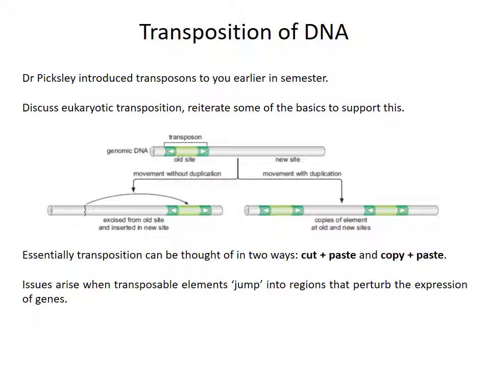Now, essentially, transposition can be thought of in one of two ways. This is a convenient analogy: cut and paste, and copy and paste. Control C, Control V, or Control X, Control V. Cut, paste, or copy, paste. Now, transposition events are relatively rare in our genomes, and most of the time when they do occur, they don't have any deleterious effect. But obviously, if a transposable element jumps into a region of the genome that contains essential genes, then bad things can happen. Genes can be disrupted or hyperactivated in the case of proto-oncogenes, and that can lead to mutation and disease.